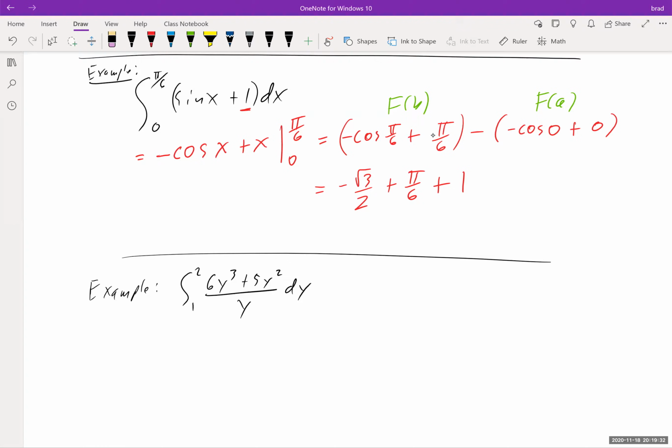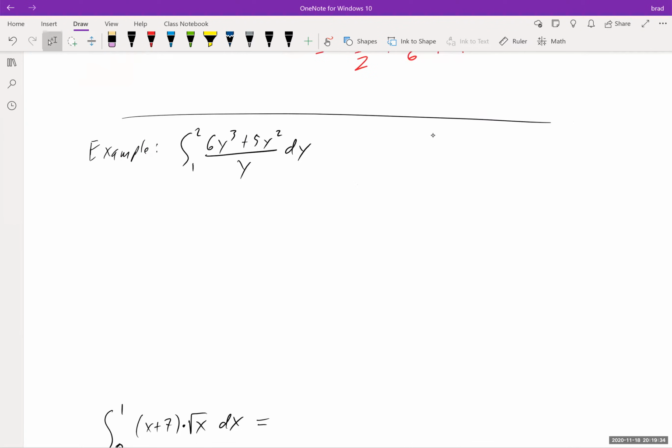Okay. Now we come down here. We don't know how to do the antiderivative or the definite integral of a quotient. So what I need to do is see if there's algebra that I can do first. So I'm going to rewrite this. This will be from 1 to 2 of 6y squared plus 5y dy, right? So I just divided everything by y. So I got 6y squared plus 5y.